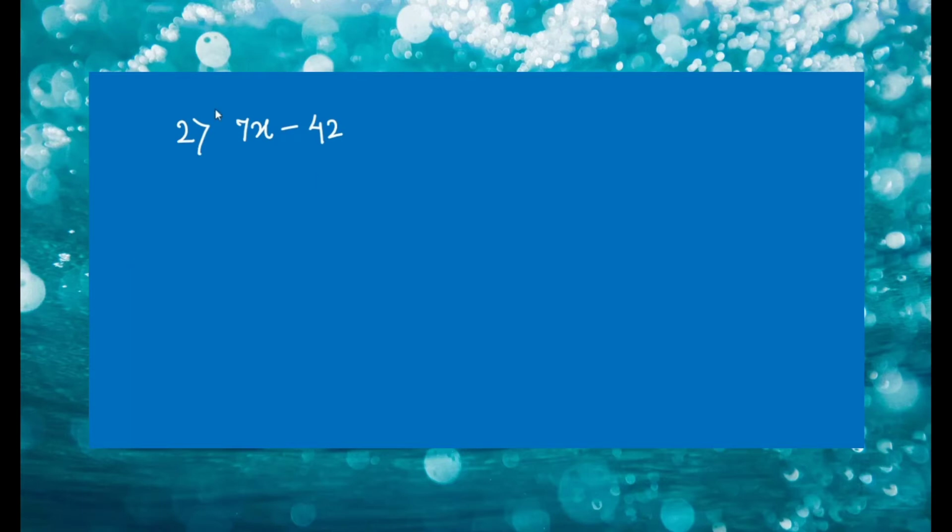The next question coming up is 7x minus 42. Let's factorize the terms: 7 into x minus 7 into 3 into 2. Clearly 7 is the common factor. So let's take it out. And what will be left inside? x minus 3 into 2, which can be written as 7 into x minus 6.